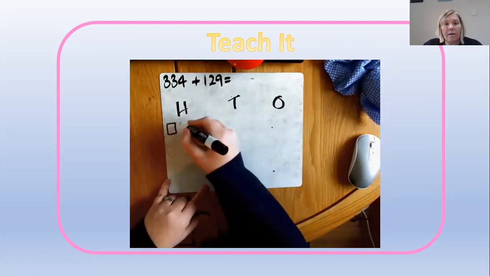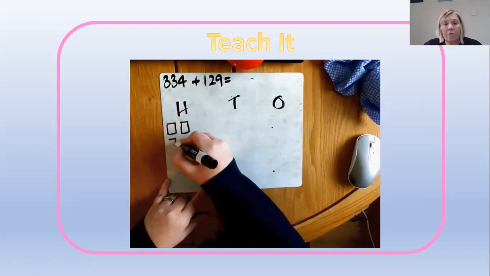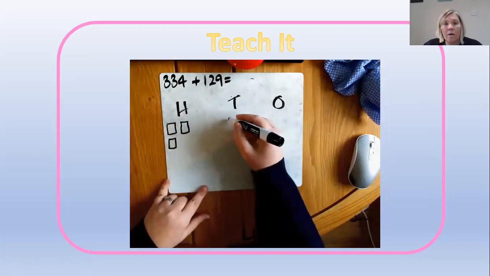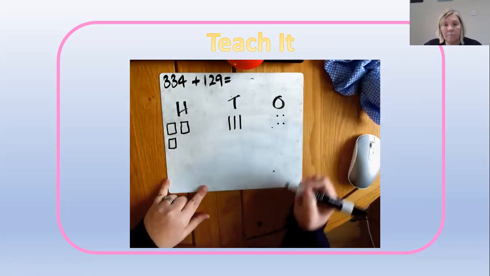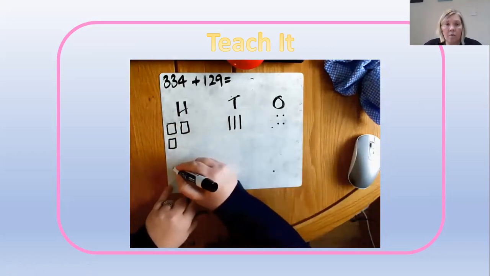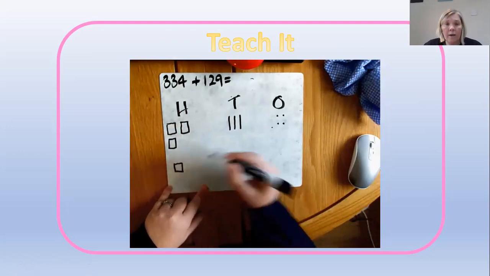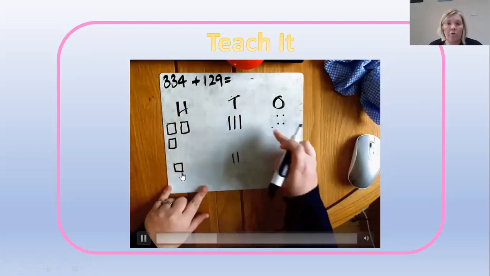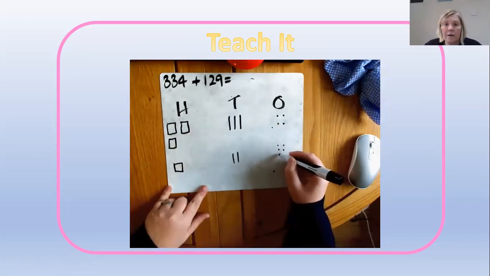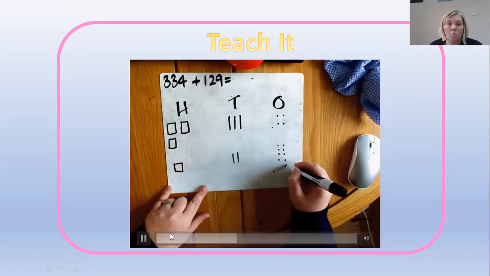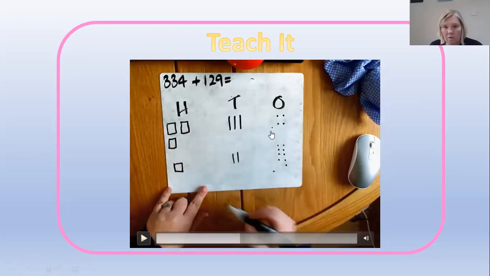So I've got my 300s, and I'm using squares this time. I have got my 3 10s and my 4 1s. And then I need another 1 square because that is representing 100, 2 10s, and I need 9 1s. Just ignore this dot here. It's a mark. And this one here, they're marks that I can't get off the whiteboard, so don't get confused. I have 4 1s and I have 9 1s.